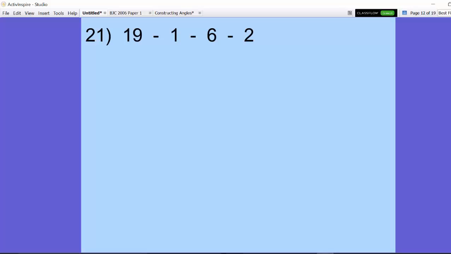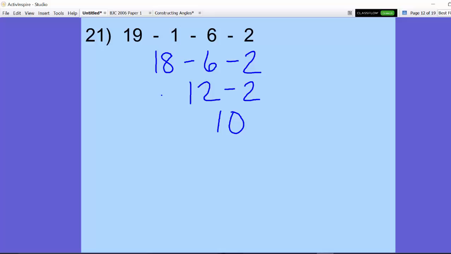We have 19 minus 1 minus 6 minus 2. They're all subtractions, so we start from left to right. 19 minus 1 is 18. Minus 6 minus 2. 18 minus 6 is 12. Minus 2. 12 minus 2 is 10. Do not just write your answer is 10. You have to show your steps, show your working, show how you got from 19 minus 1 minus 6 minus 2 to 10. Don't just put an answer.